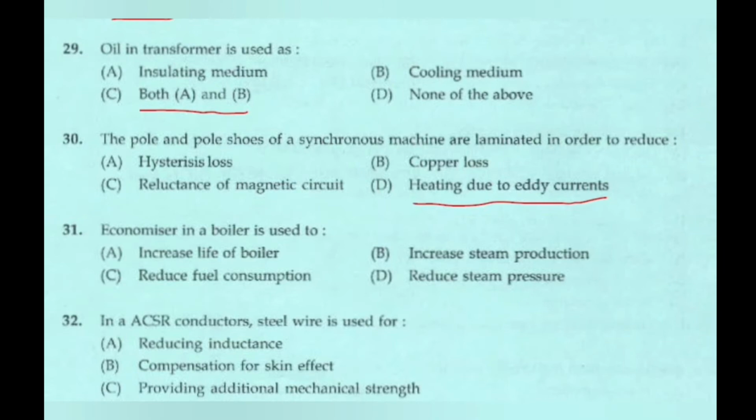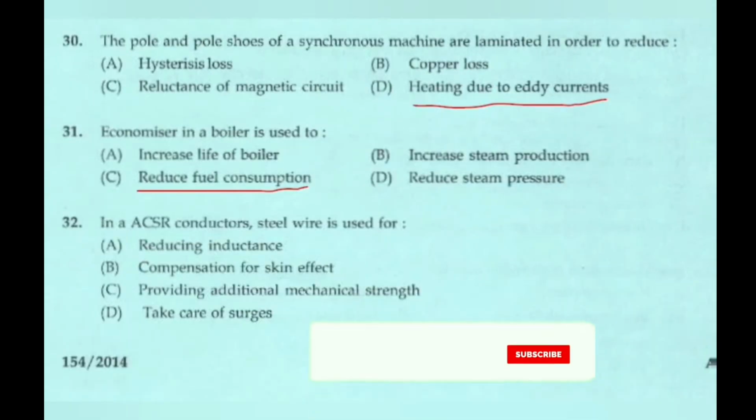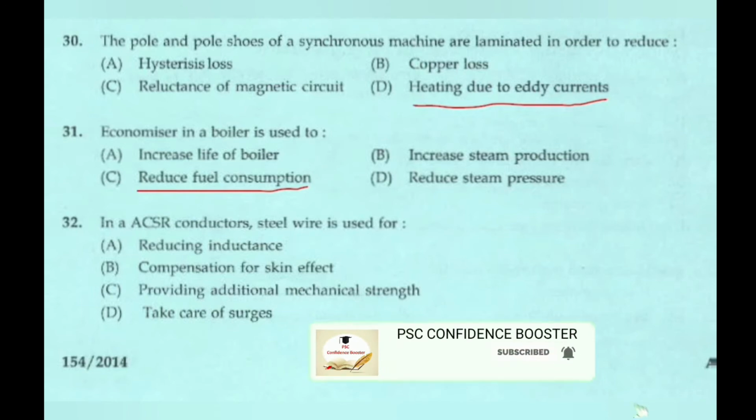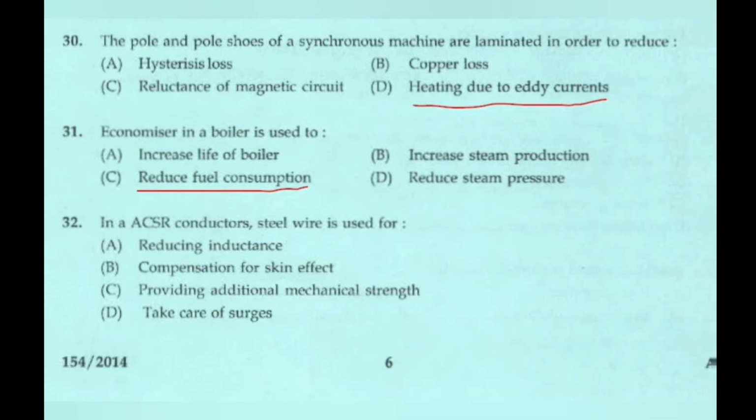Question number 31. Economizer in a boiler is used to. Answer is option C. Reduce fuel consumption. Question number 32. In ACSR conductors, steel wire is used for. Answer is option C. Providing additional mechanical strength.